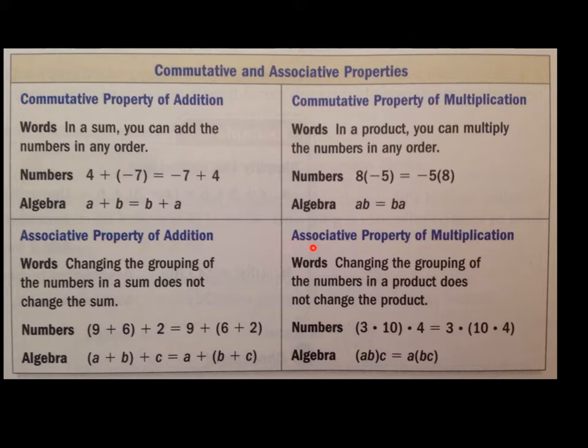The associative property of multiplication tells us that changing the groupings of the numbers in a product will not change the product. So we can multiply 3 times 10 and then multiply that product by 4, or we can take 3 and multiply it by the product of 10 times 4. We're going to get the same answer. In algebra, that means we can multiply a times b and then multiply that product by c, or we can multiply a times the product of b and c. We'll get the same answer regardless. Fairly clear, correct?